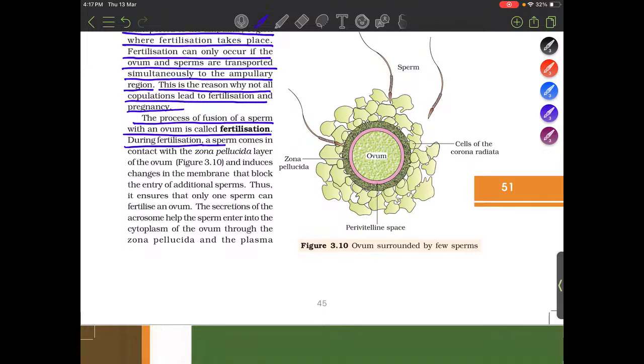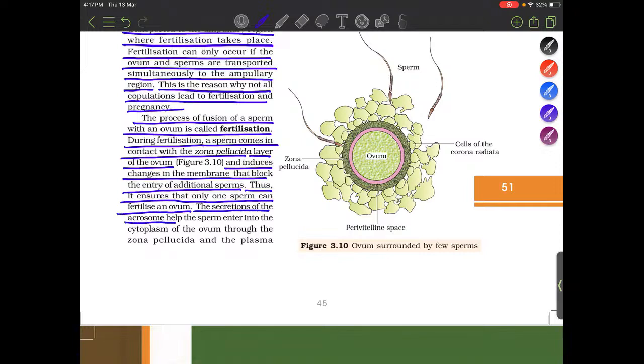During fertilization, a sperm comes in contact with the zona pellucida layer of the ovum and induces a change in the membrane that blocks the entry of additional sperms. Thus, it ensures that only one sperm can fertilize an ovum.